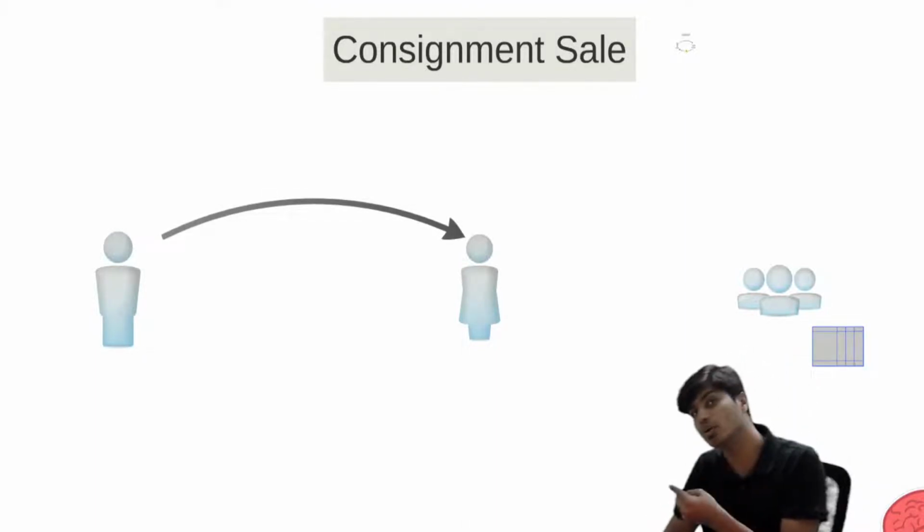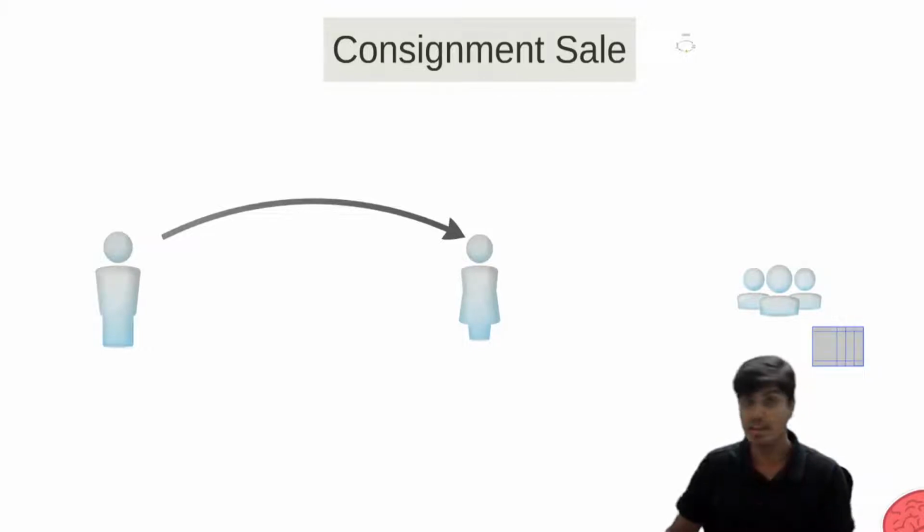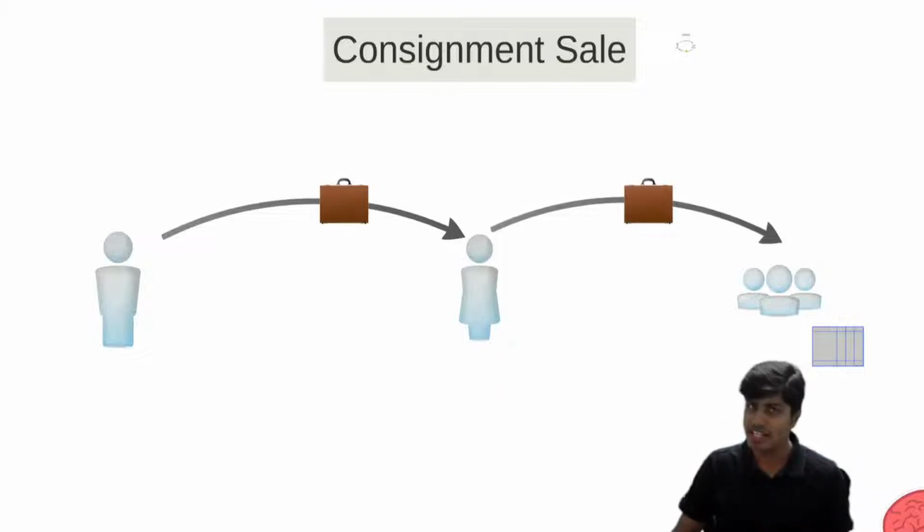He will send the goods, not sell them. And the one who receives the goods will sell them to the customers. The one who's selling actually doesn't have ownership of these goods, but still sells them on behalf of the sender, that is the consignor.